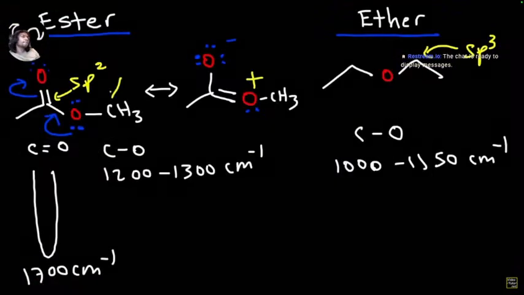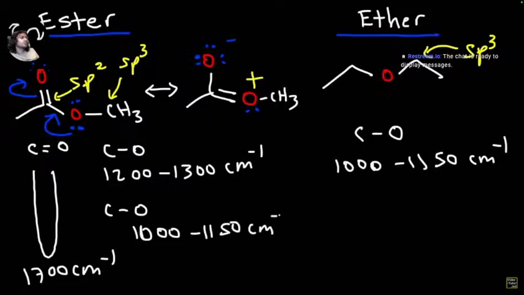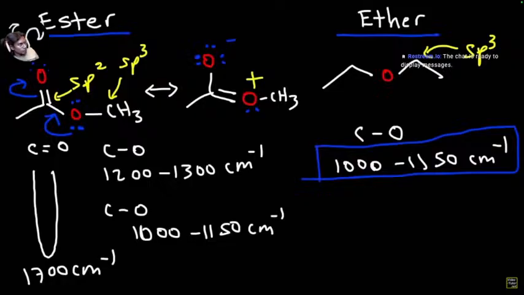Now we do have an sp3 carbon attached to the ester. So therefore, we're going to have this signal as well for the ester on the left. We're going to have two CO stretches, an sp2 CO stretch and an sp3 CO stretch. But the ether only has the sp3 CO stretch. And so that's how you can distinguish between an ester and an ether. The first characteristic is the carbonyl functional group. That alone is enough to distinguish it. But the second thing is the presence of the sp2 CO stretch versus the sp3 CO stretch.